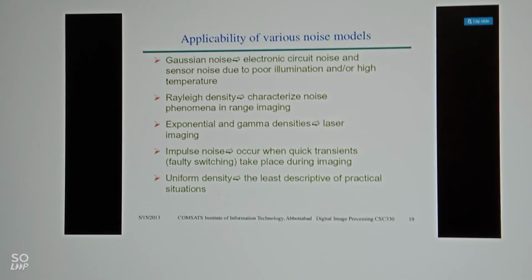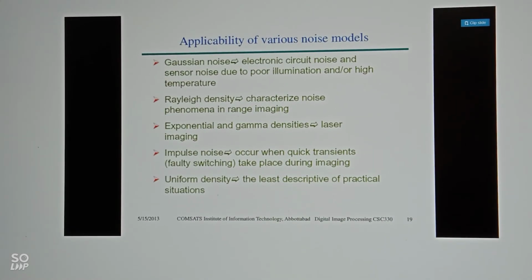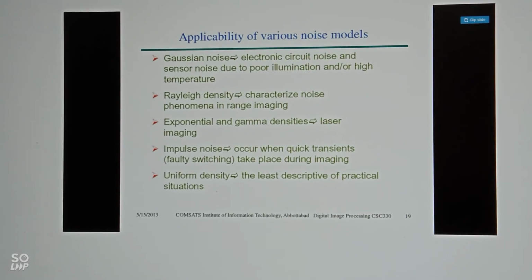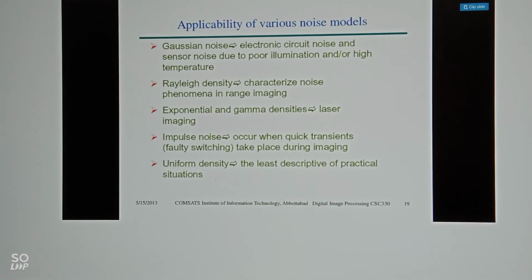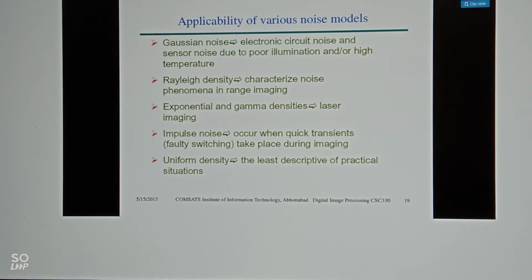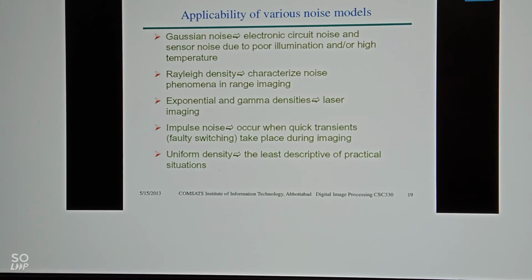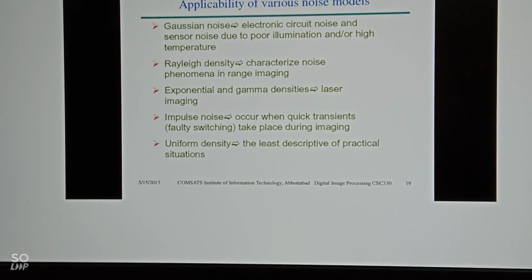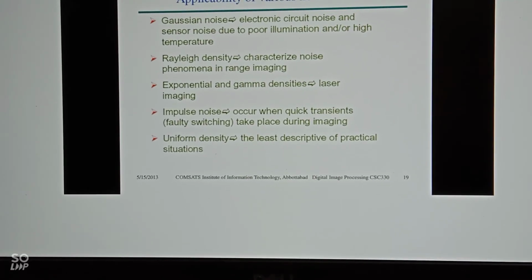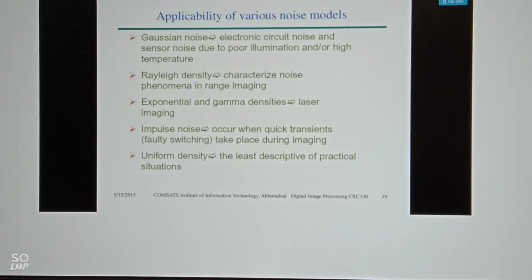Next is the applicability of various noise models. Gaussian noise is used for electronic circuit noise and sensor noise due to poor illumination or high temperature. Rayleigh density characterizes noise phenomena in range imaging. Exponential and gamma densities apply to laser imaging. Impulse noise occurs when quick transients take place during imaging. Uniform density is the least descriptive of practical situations.